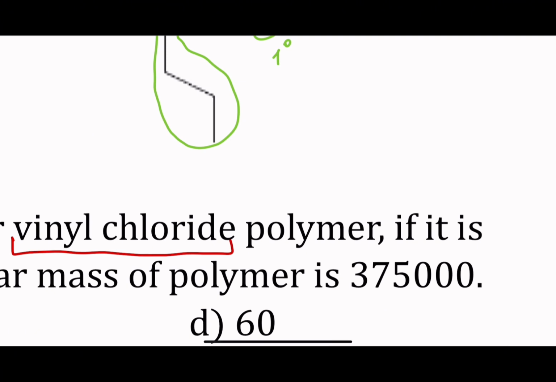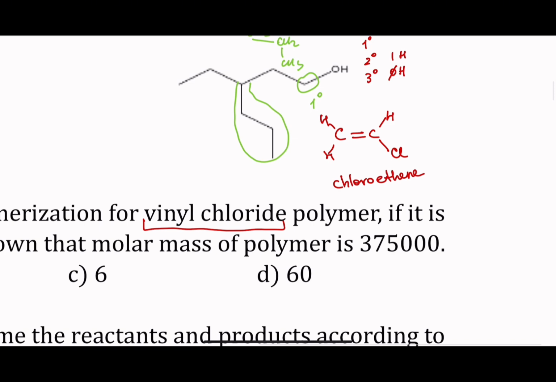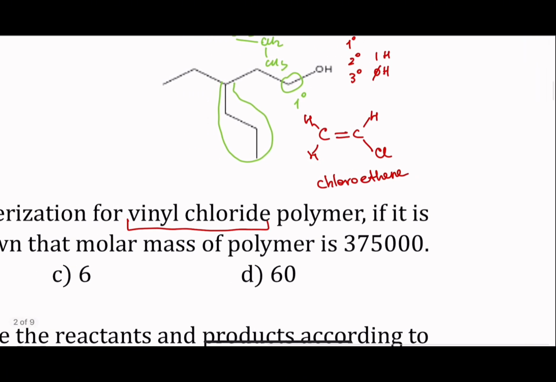So vinyl chloride is made from chloroethene. The structure looks like this, with a double bond. Instead of ethene, it's just chloroethene, which is the other name for it. Now, when you make the polymer of it, it looks like this.